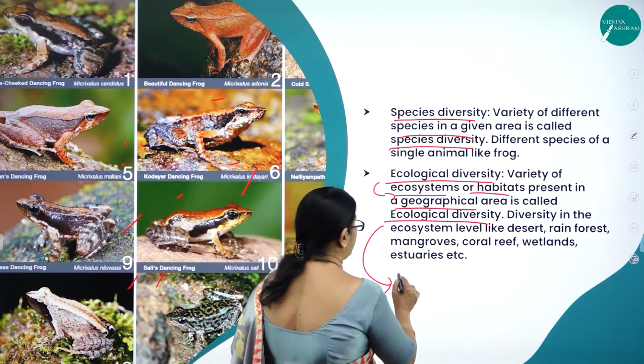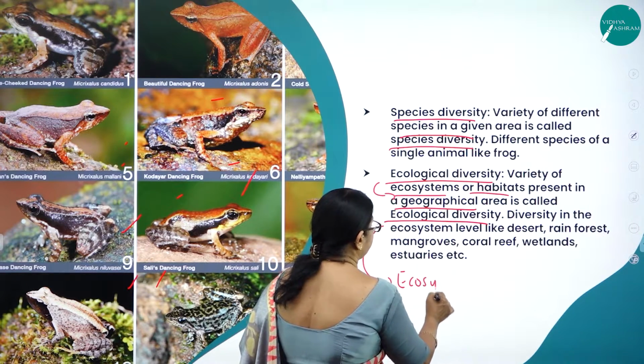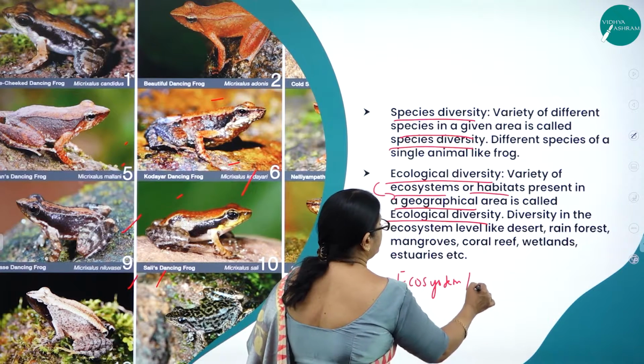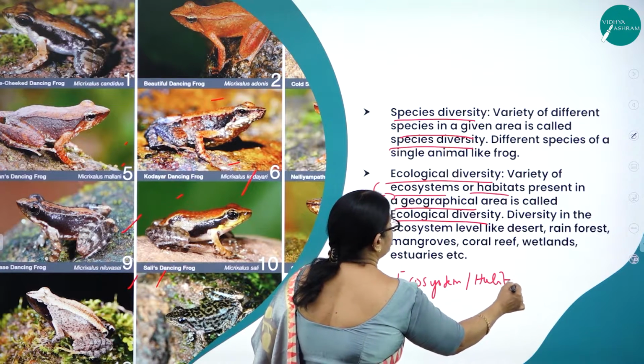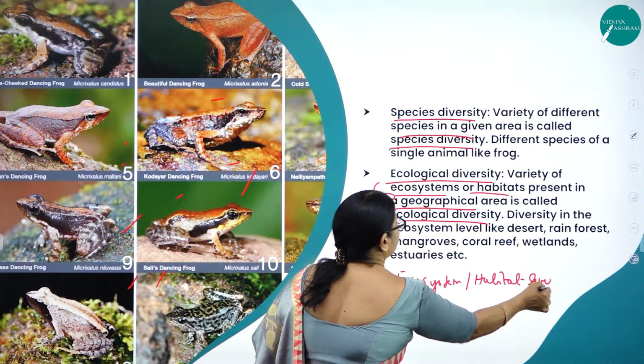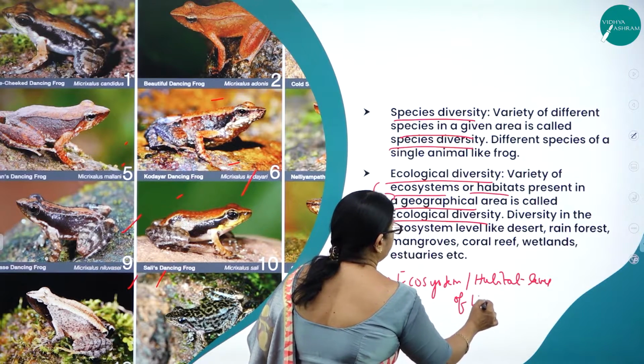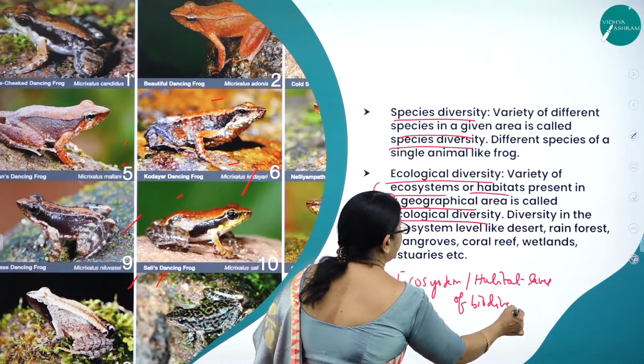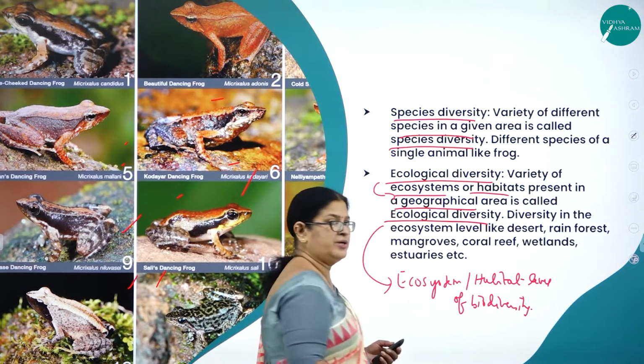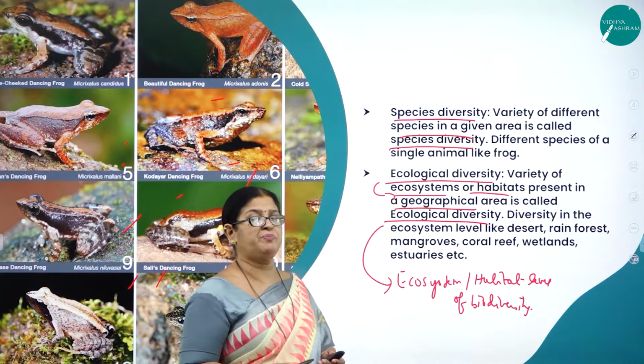It can also be called as what? Ecosystem or habitat level of biodiversity. Habitat level of biodiversity. Habitat means what? Place of dwelling.